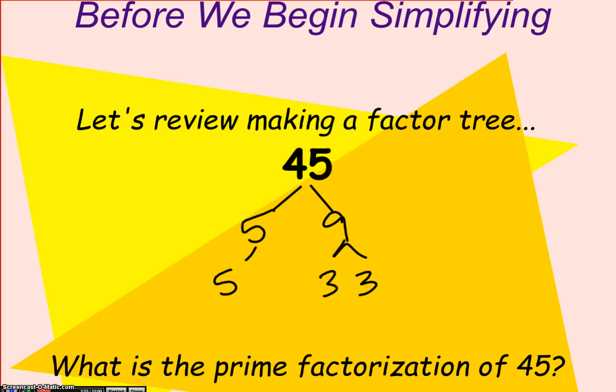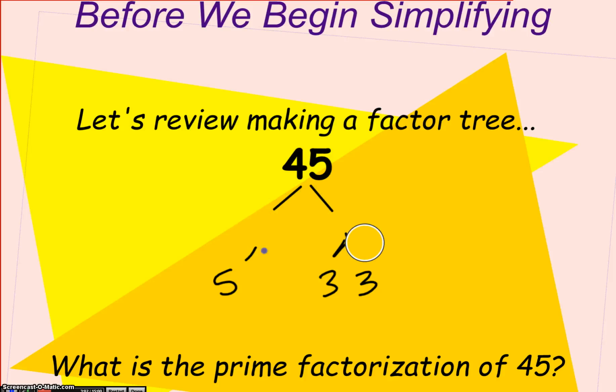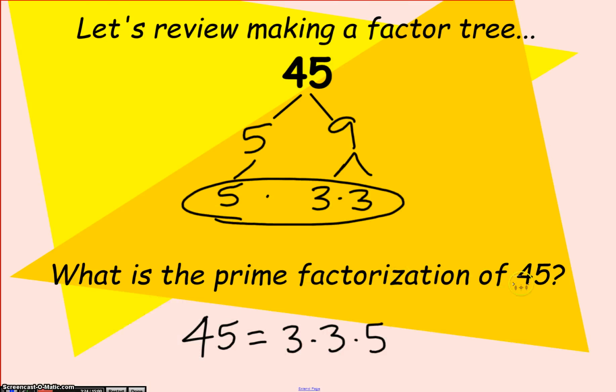So before we begin simplifying, let's review factor trees. And you'll see that I've already worked this. I should have cleared it off before we began the lesson, so let's do that. There are two ways to factor 45. You can do 3 and 15, or you can do 5 and 9. I start with 5 and 9. And then I know that 9 is not prime, so I know it can be broken down to 3 times 3. I also bring my 5 down, so I know that this is my prime factorization of 45. So it says, what is your prime factorization of 45? 45 equals 3 times 3 times 5.